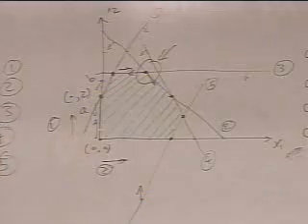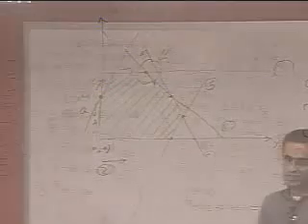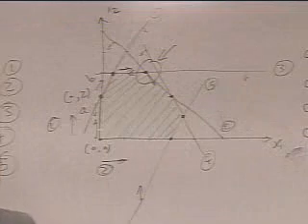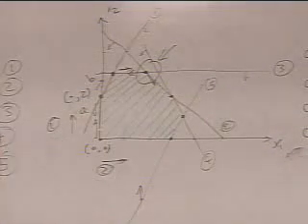Any one, it doesn't matter for us. Then you started moving in that direction until you hit one of the other boundaries. When you hit it, you calculated it there, again the same story. And you continue. So this is called the simplex method.